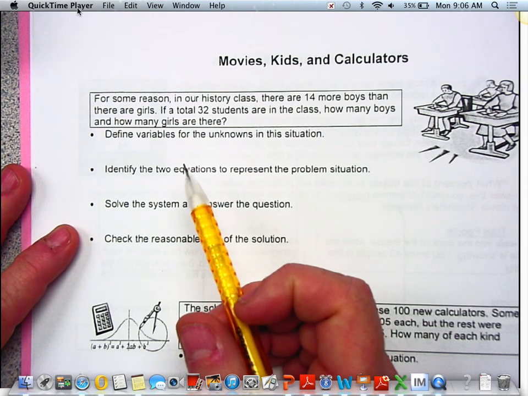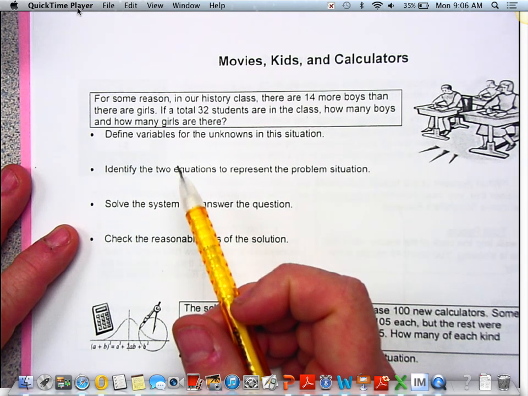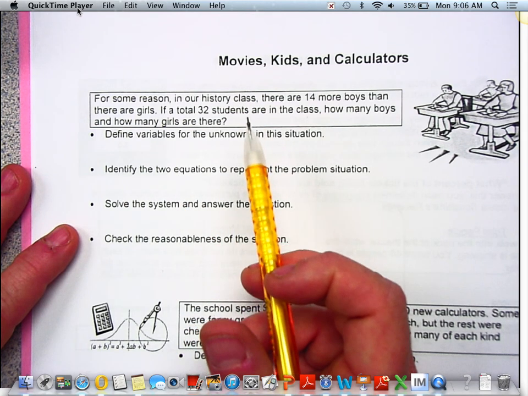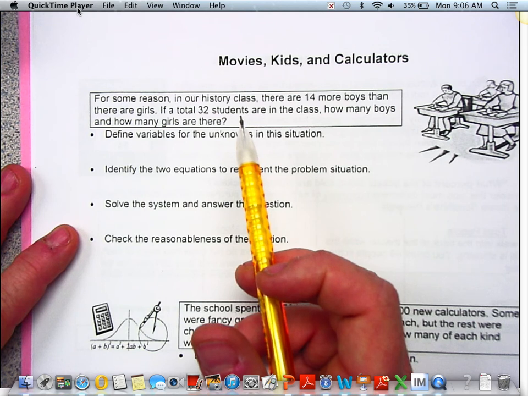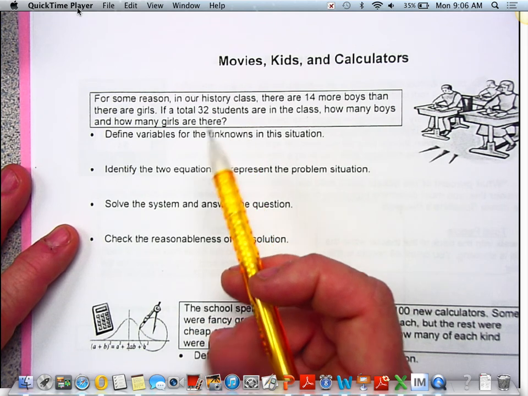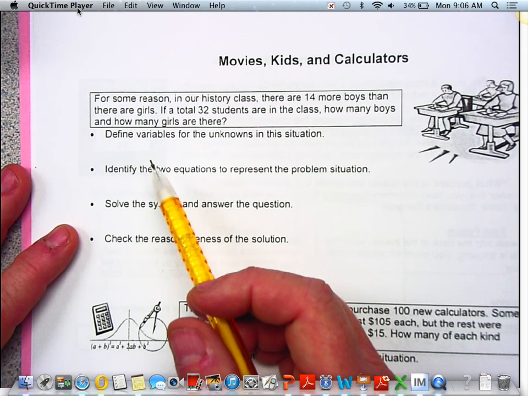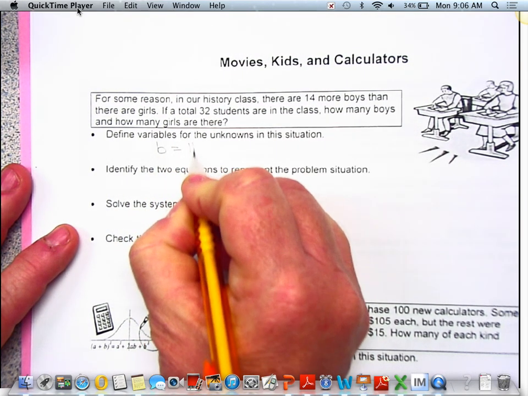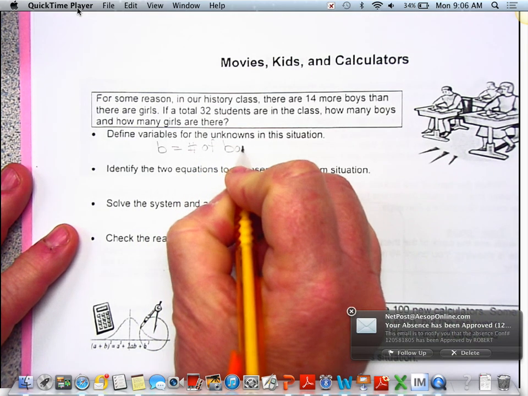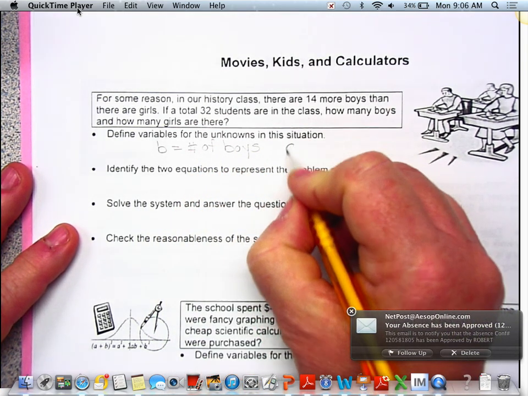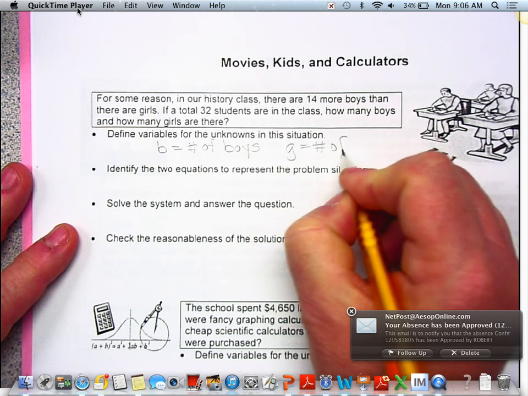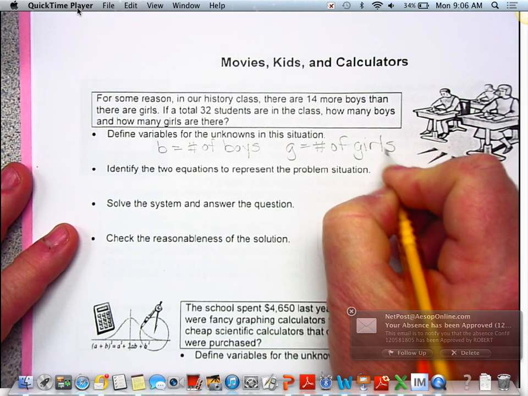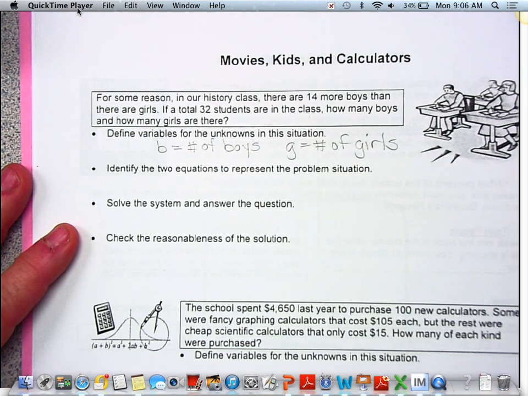Well, okay, let's go with variables. What do you want to call, name a variable and name it what it is. What 2 things do we have going on up here? Boys and girls, number of boys, number of girls. What do you want to pick for your variables? B and G. Okay. B equals number of boys. G equals number of girls. And if you want to pick X and Y, you can. It really doesn't matter. You just have to label what's what, though.